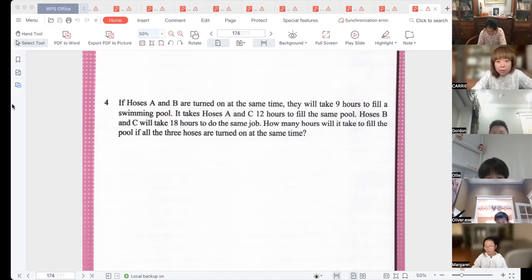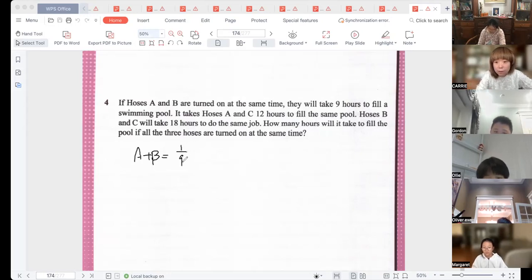Hoses A and B are on the tap. 这个题目就是什么？浪费水，对不对？浪费水题目就是很有名的浪费水题目啊，没事就浪费水，对不对？The hoses A and B are turned on at the same time. They will take 9 hours to fill a swimming pool. Okay, so that means A plus B equals what? Gordon. Yeah, 1/9. 1/9, right?